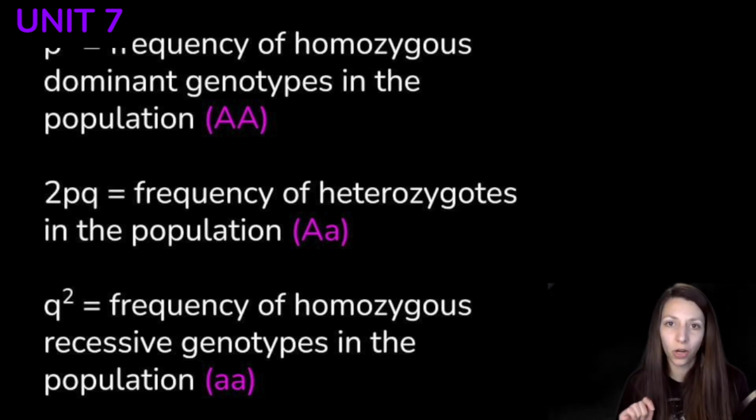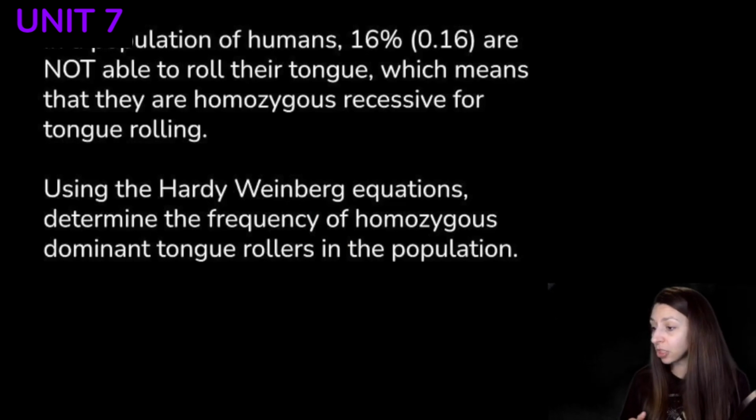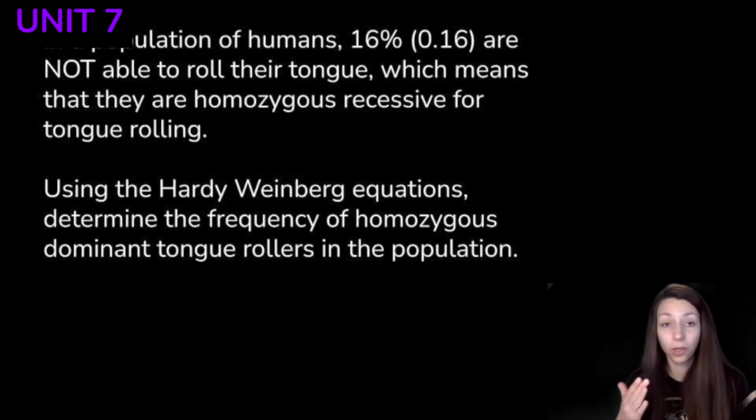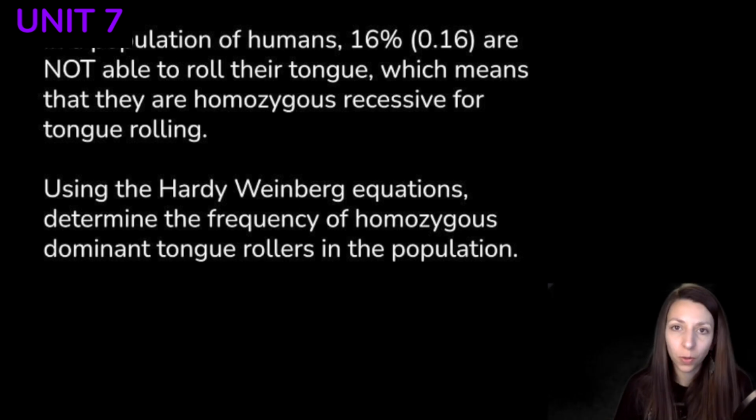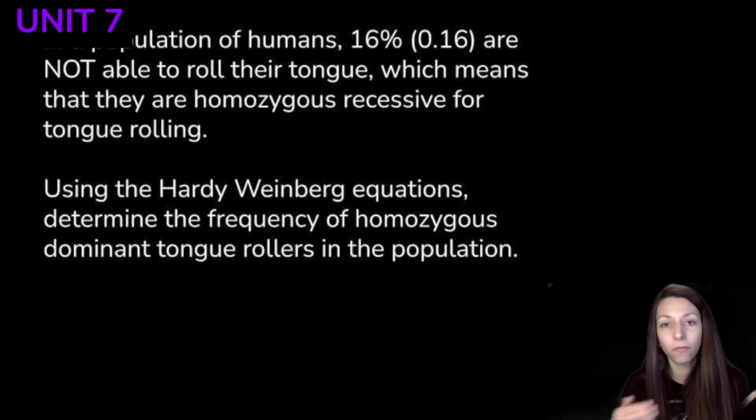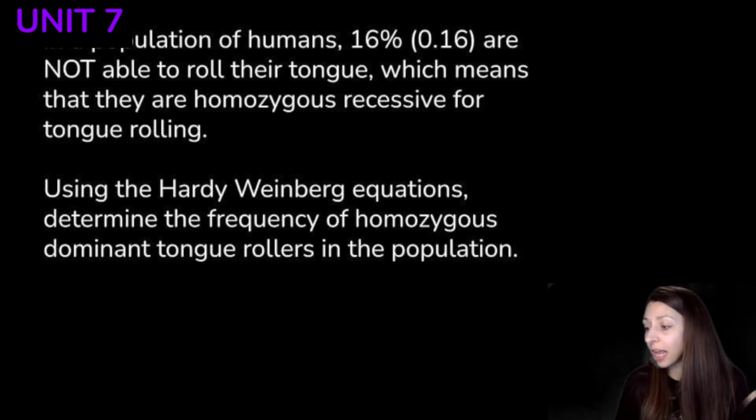The best way to do Hardy-Weinberg is to actually practice it and see it in a practice problem, so let's go ahead and get started. This practice problem comes first. In a population of humans, 16%, or a frequency of 0.16, are not able to roll their tongue. We're going to deal with frequencies to do these calculations, so you want to convert percentages to frequencies, or that decimal version of the percentage. In the population, 16% are not able to roll their tongue, which means they are homozygous recessive for tongue rolling. Using the Hardy-Weinberg equations, determine the frequency of homozygous dominant tongue rollers in the population.